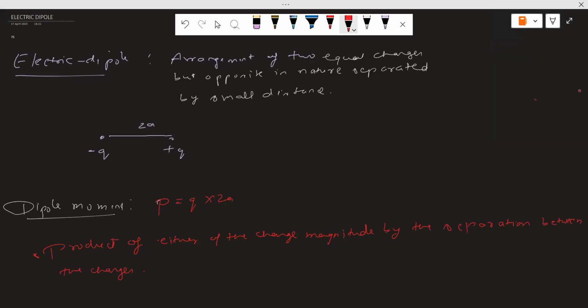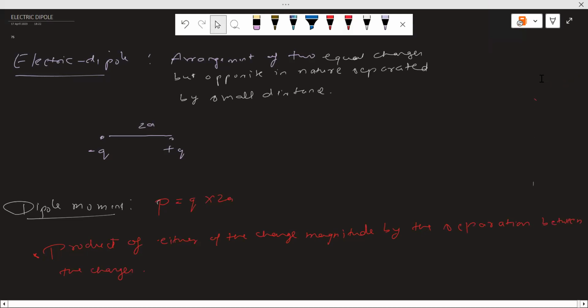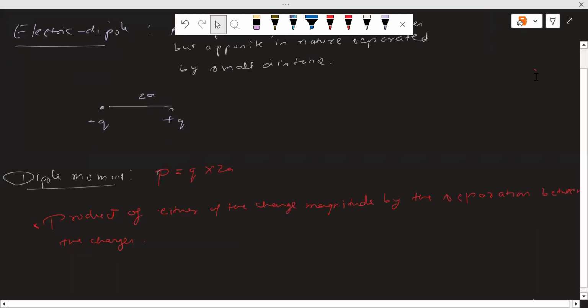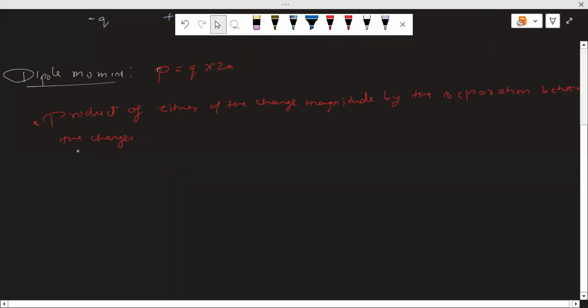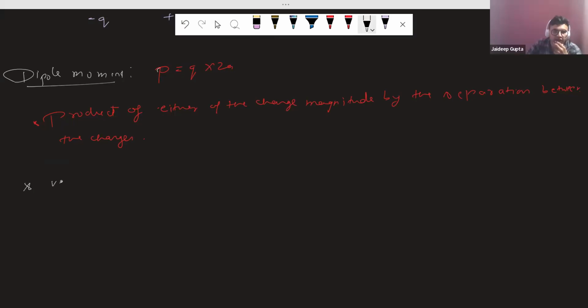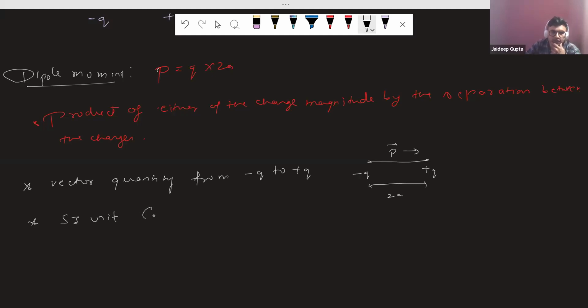It is a vector quantity. Direction from negative q to positive q. If it is a dipole, the dipole moment will be from negative charge to positive charge. Now the SI unit is coulomb meter.